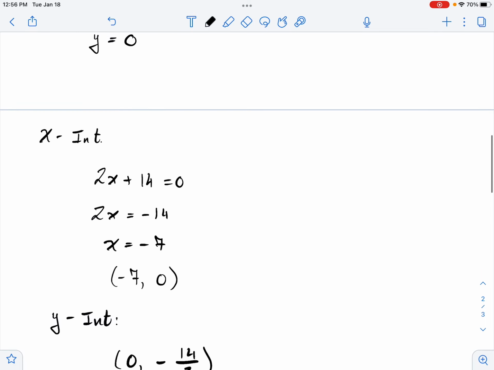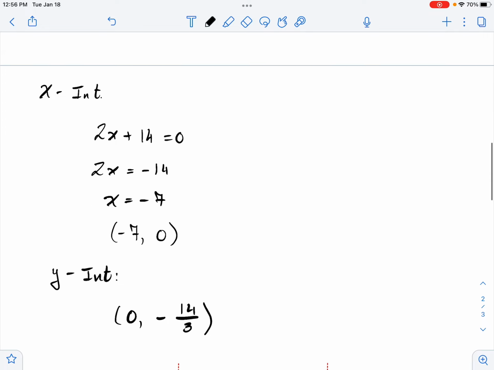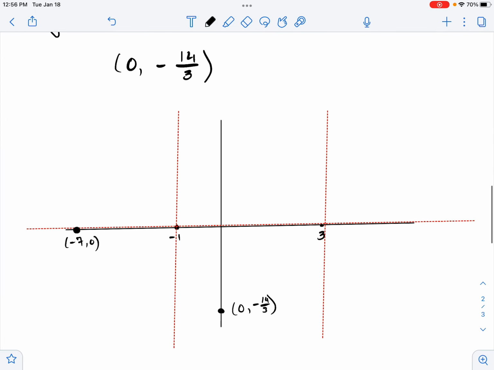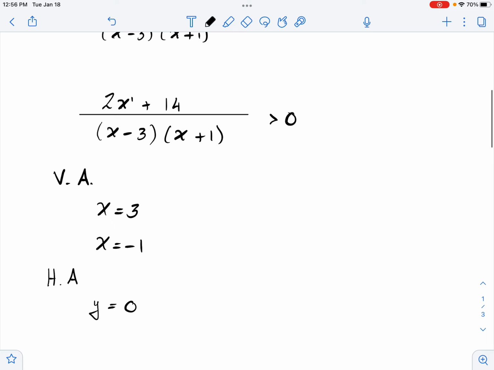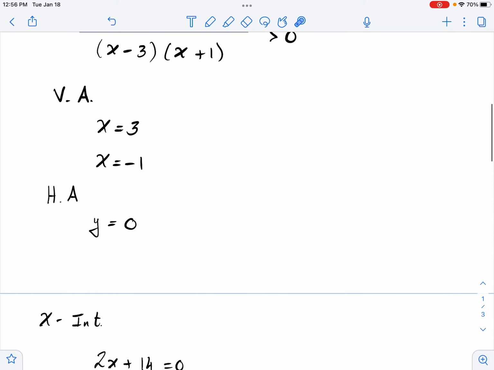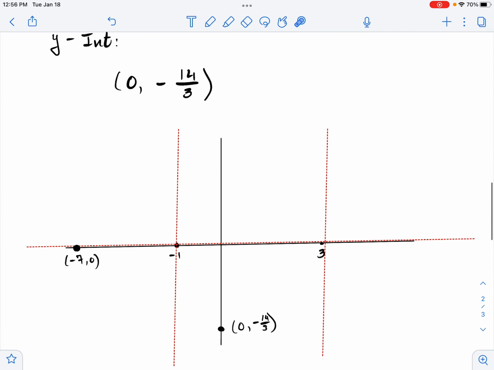I note that my function crosses the x-axis here. And if I look at it again, go back to my original function, I can see that my function will be positive. I have 2x over an x squared. So my function will be positive as x gets large. So my function will be positive out here in this direction.